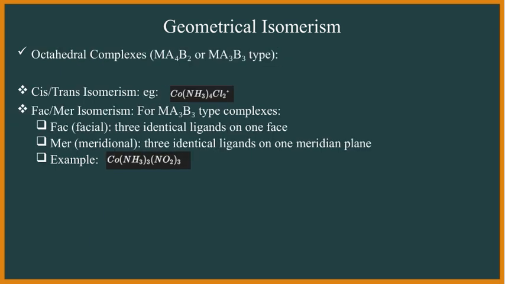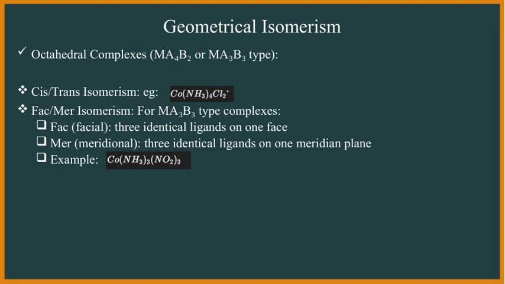Now, let's look at geometrical isomerism in octahedral complexes, specifically those of the types Ma4B2 or Ma3B3. These complexes can exhibit interesting forms of isomerism due to the different arrangements of ligands around the central metal atom. One key concept here is cis and trans isomerism. In cis isomers, similar ligands are adjacent to each other, meaning they are on the same side of the complex. Conversely, in trans isomers, the identical ligands are opposite each other, positioned across the center of the complex. Recognizing this difference is crucial because it influences the properties and reactivity of the complex.